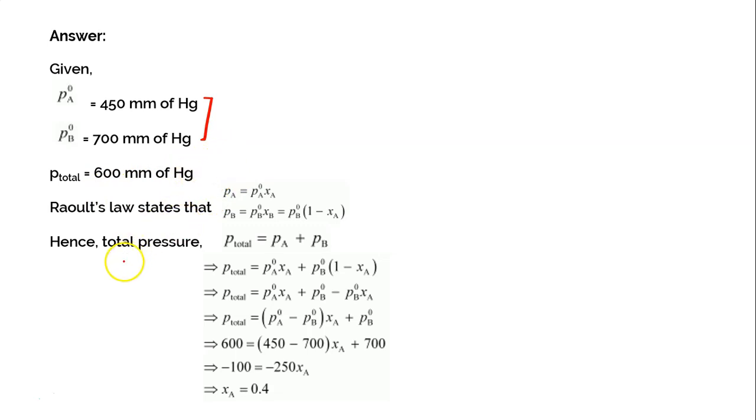And according to Raoult's law, PA is equal to PA naught XA, PB is equal to PB naught XB. But since we know that XA plus XB is equal to 1, you can also write XB as 1 minus XA. So substituting the same over here. And we know that the total vapor pressure is equal to the vapor pressure of all the components. In this case, there are only two components, A and B, so it is the vapor pressure of PA and PB.